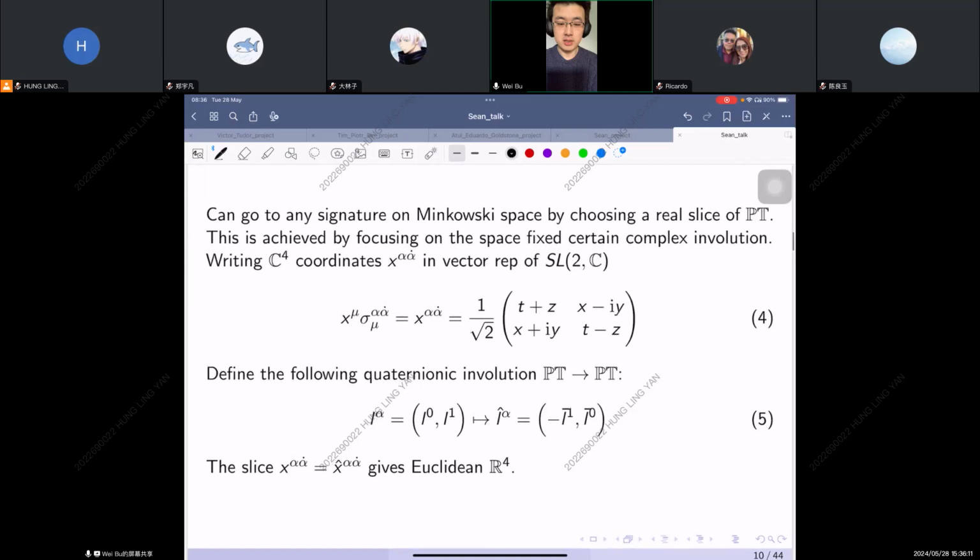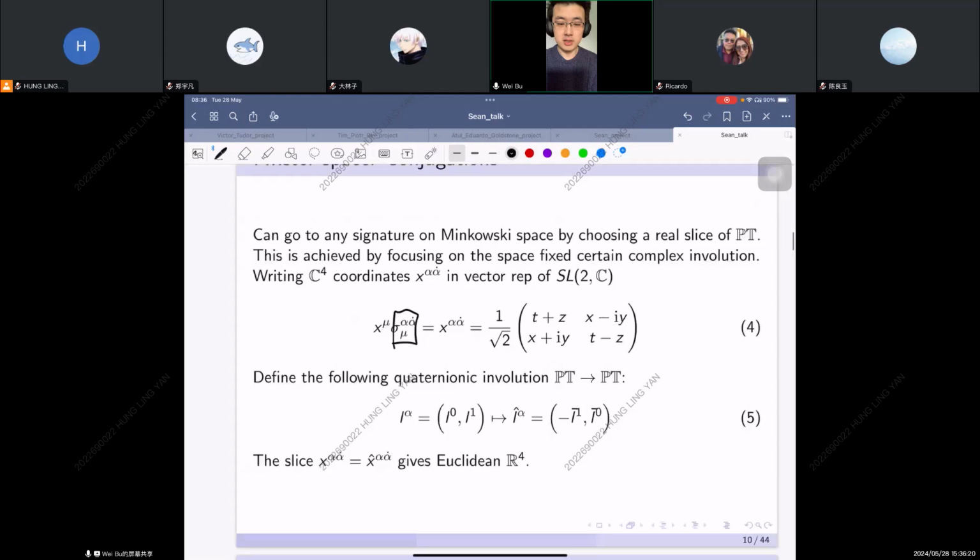Just a notational thing: whenever I write alpha alpha dot, I mean it from now on. You just think everywhere I'm multiplying by some Pauli matrices.